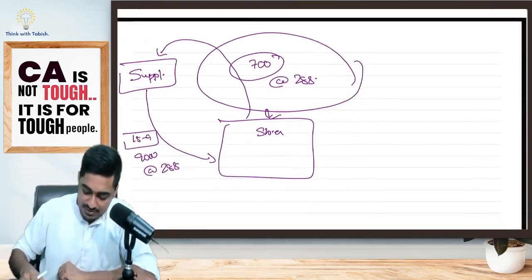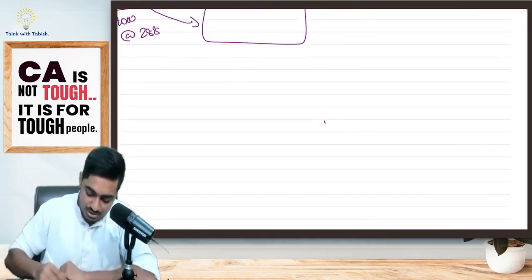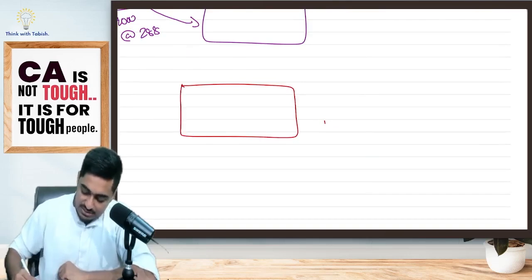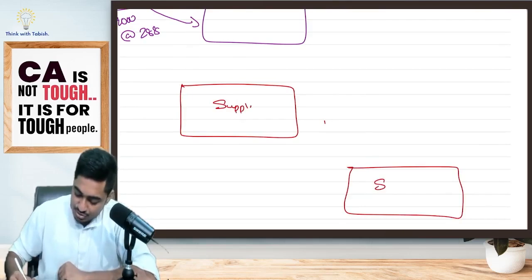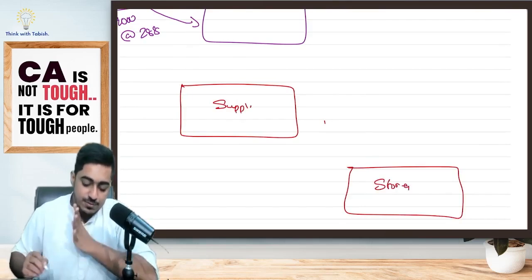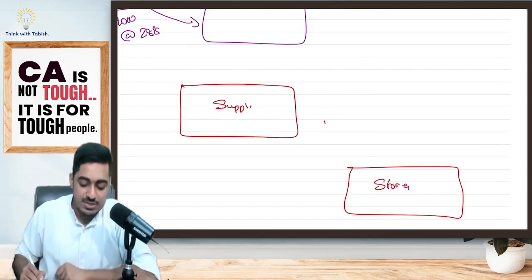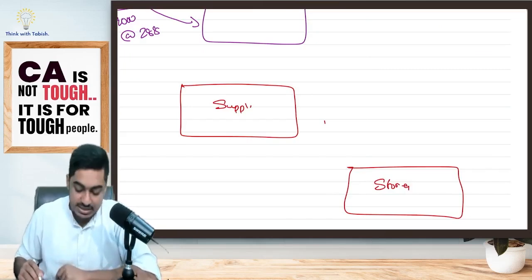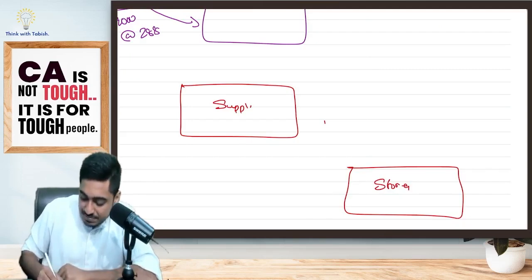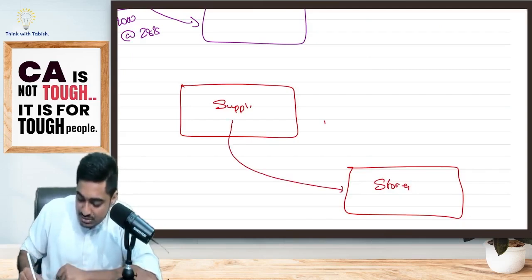Okay, everyone pay attention. What happened? I'll tell you the story. Supplier is there. Stores is there. So on 15th, let me go back to 15th of September. On 15th September, what happened? Received 9,000 units at the rate of 288. So the supplier had sent me 9,000 units. At which rate, dear? 288.